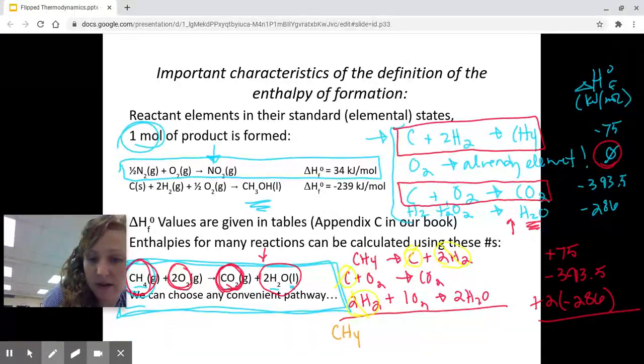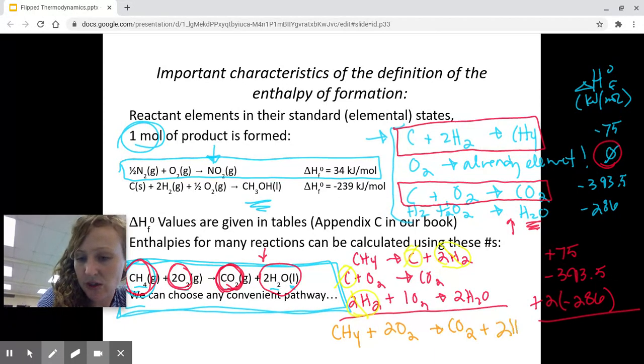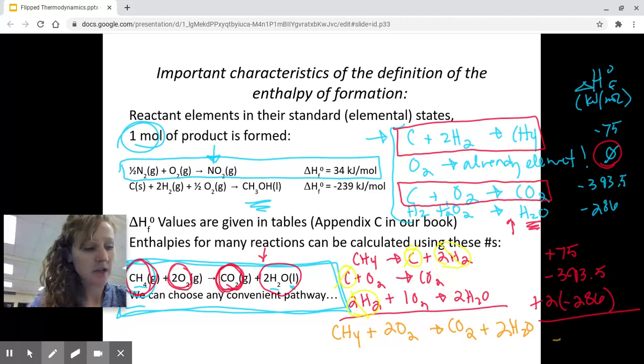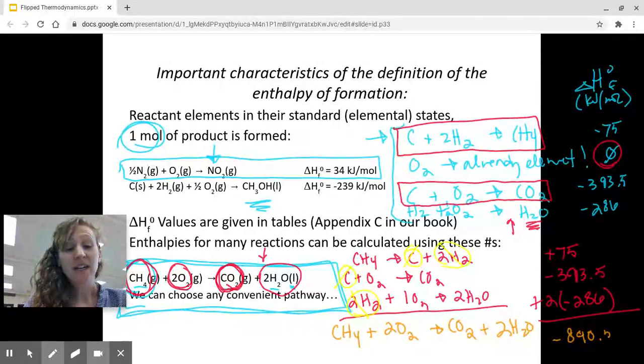CH4, 2O2, CO2, 2H2O. Notice, as long as my reactions can add up to the overall reaction, the pathway doesn't matter. Okay, so I get my overall reaction. Now I want my overall enthalpy. Okay, negative 890.5. Okay, question here, what would the units be?